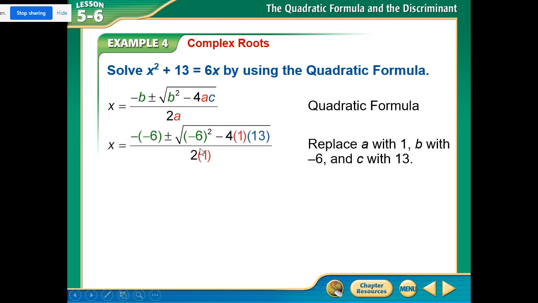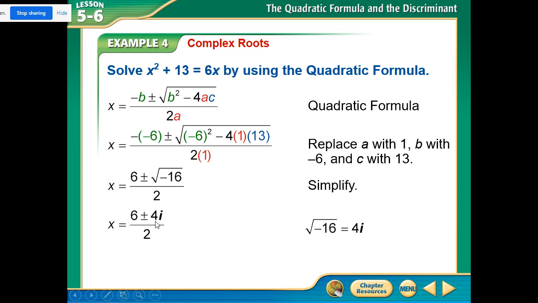So we have -6 squared, which is 36. And then we have 4 times 1 times 13. 4 times 1 times 13 is 52. So 36 minus 52, that's going to give me -16. And anytime we have a negative number, we have to use our i's. So the square root of 16 is just 4, and so it's 4i.